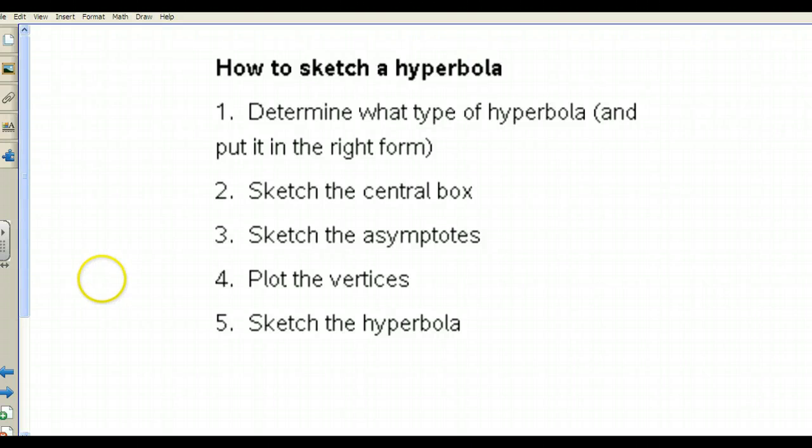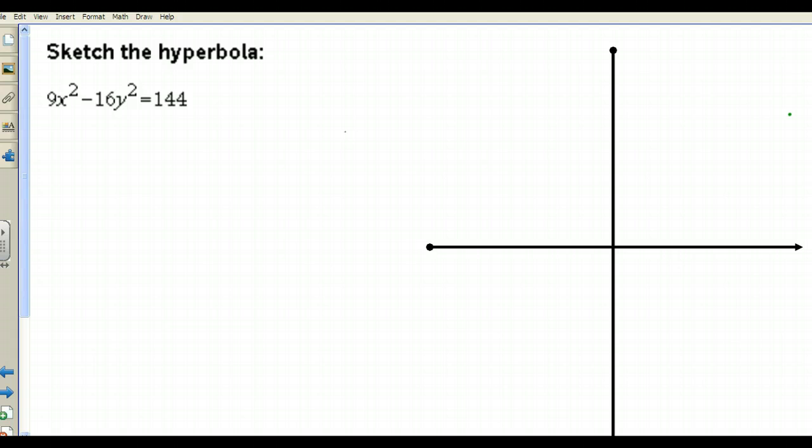Okay, so this is how to sketch a hyperbola. Go ahead and write these steps down in your notes, and I will go to the next page and show you what these steps are. So the first step is, just like ellipses, in fact very much like ellipses, you may want to get this equation equal to 1.